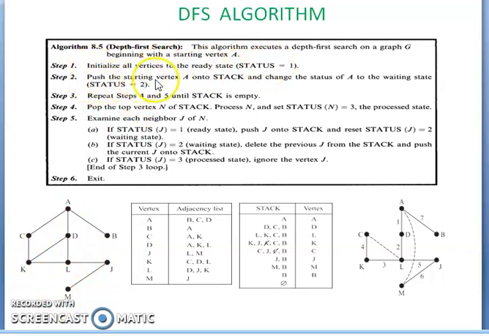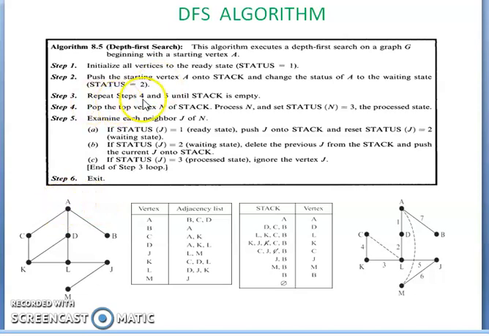And then push the starting vertex A. This is pushed into the stack, and change the status of A to the waiting state. That means you are visiting here. Initially all the vertices status is 1. Now the A status is 2, because this vertex is placed in the stack. Only one vertex is placed here at present. So the status of A is 2.